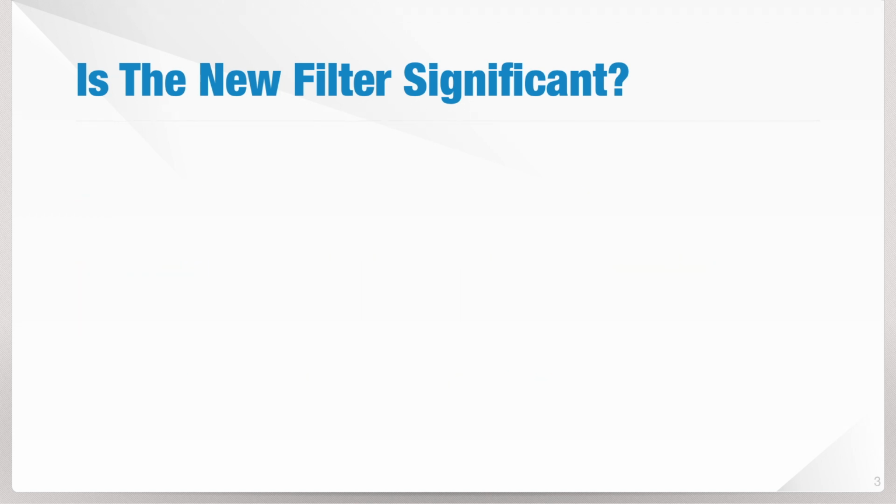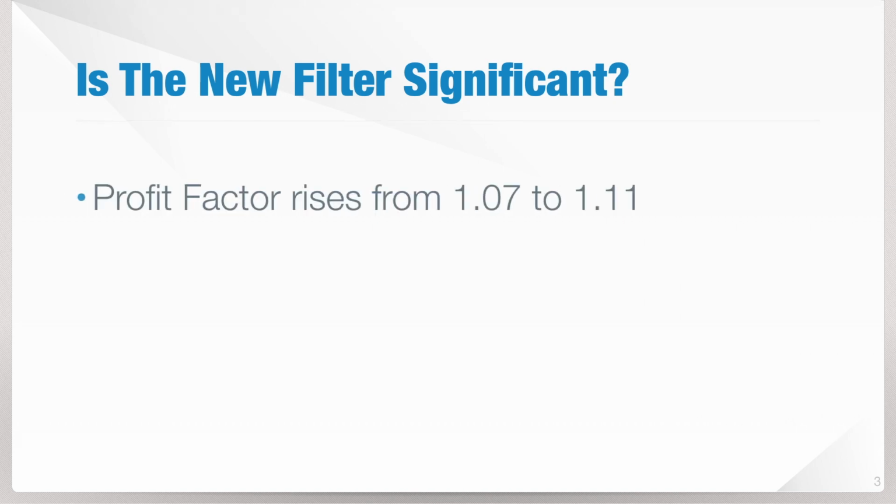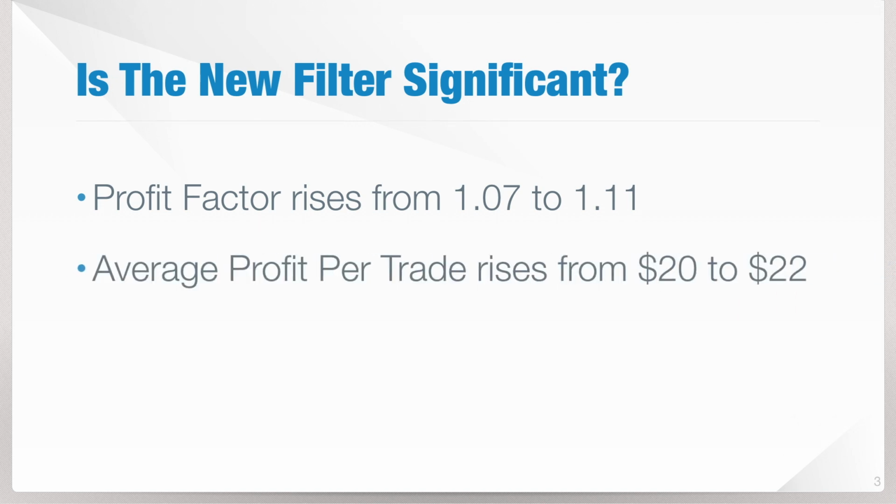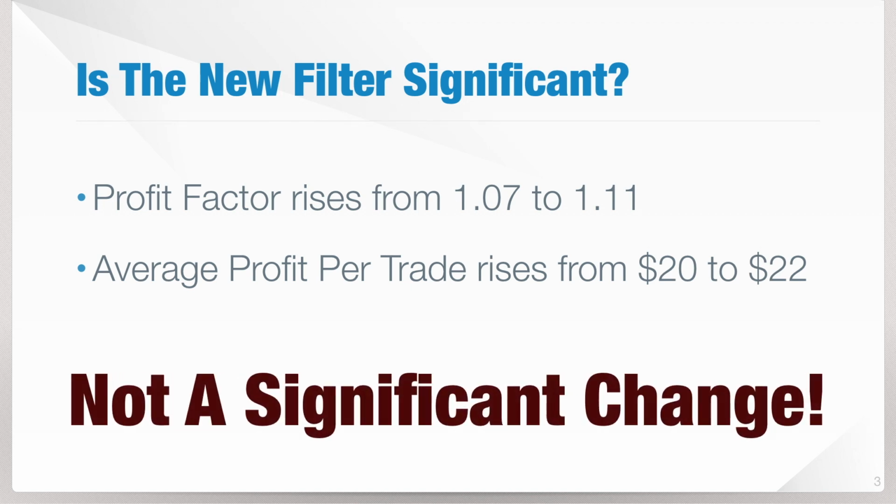Now, let's say we went and added the same rule, but the profit factor only rose from 1.07 to 1.11, and the average profit per trade went from $20 to $22. To me, this isn't a significant change. I would be very tempted just to ignore this rule.